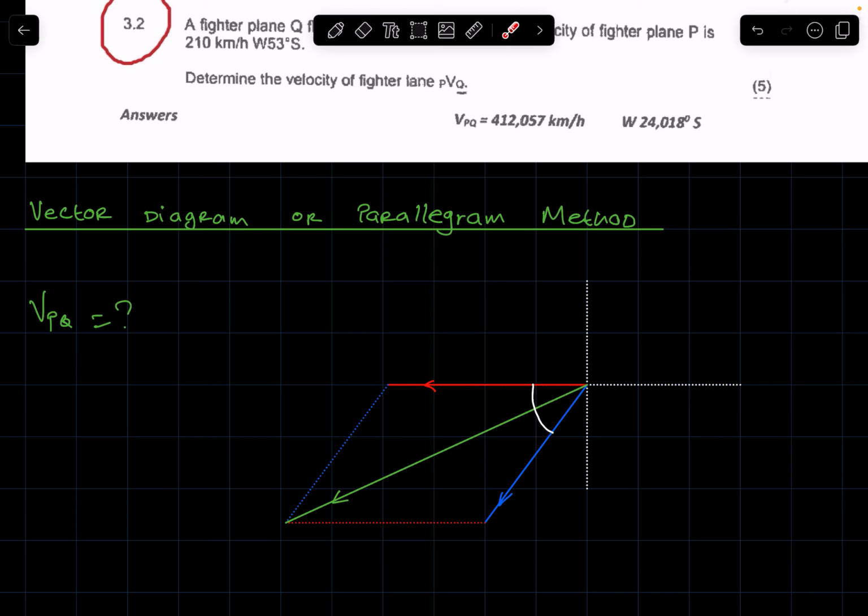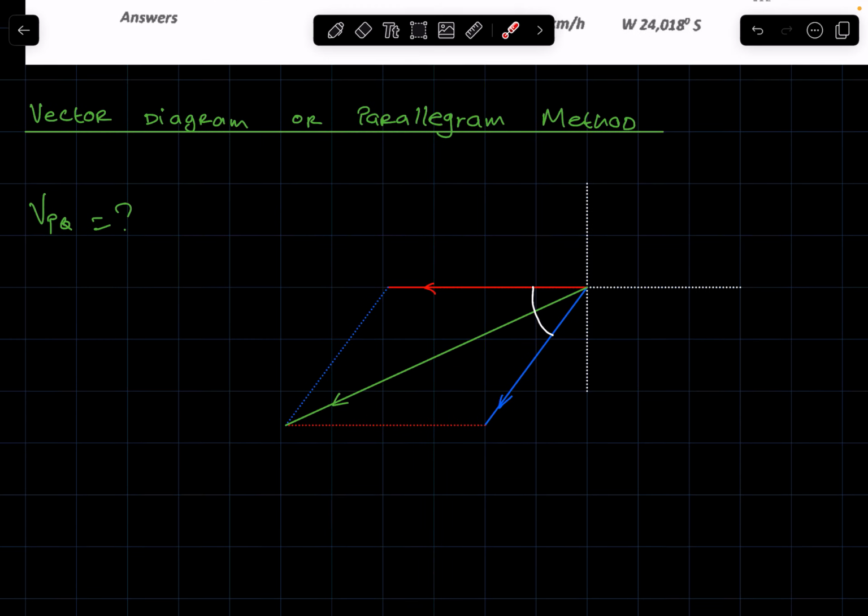But the way we use the parallelogram method is, once you've established your parallelogram and drawn your resultant vector, which in this case is the green line, what you essentially have now are two triangles. You have this triangle and you have this one. Let us label this: call this A, call that B, call this C, call this D. So you have two triangles, ABC as well as ACD.